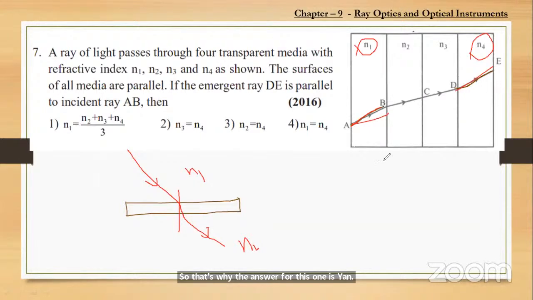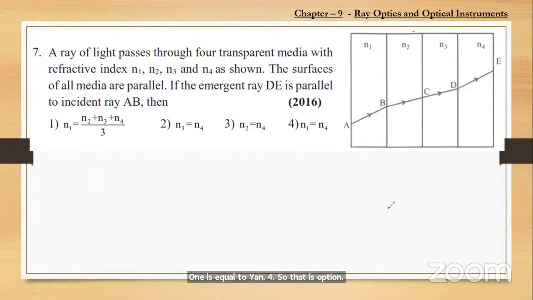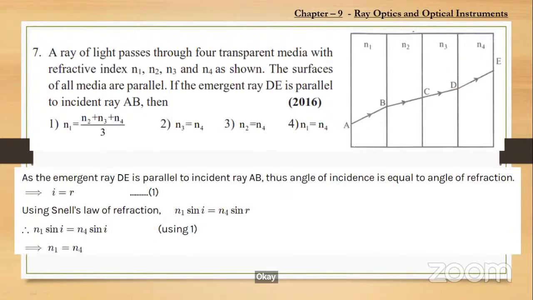Have you got this, students? This is just simple refraction rules. Okay. N1 should be equal to N2 because the angle of incidence is equal to the angle of refraction, so the refractive index will be the same. N1 and N4 refractive indices are the same. So the fourth one is the right answer.